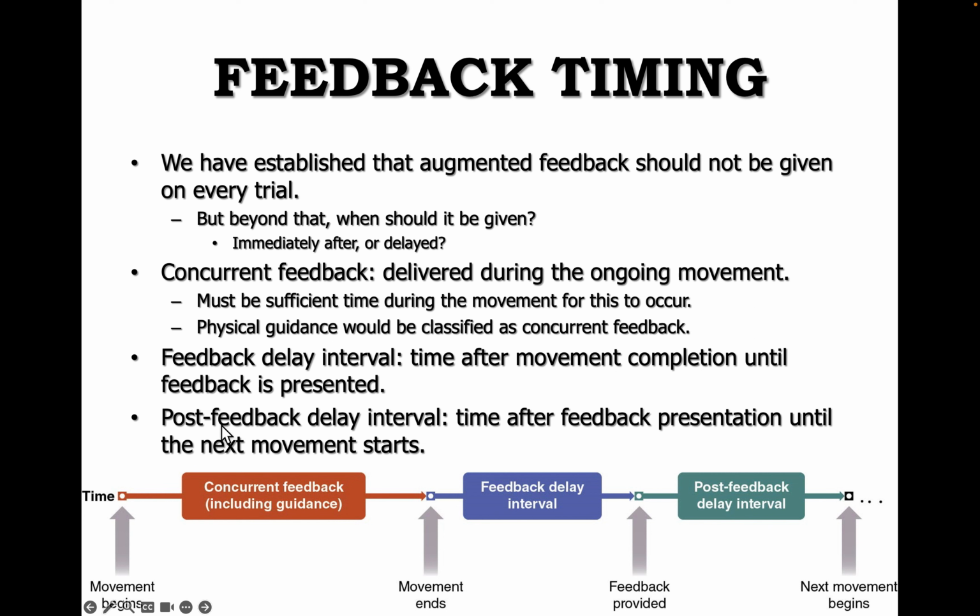And then finally, we have the post-feedback delay interval. This is the amount of time after the feedback is given until the next movement starts. So I do my vertical jump, I wait, I get my feedback, I jumped 20 inches, and then I take a few seconds to reset myself before I do another vertical jump. That would be the post-feedback delay interval. And so when we give our feedback is going to be important in the learning process.